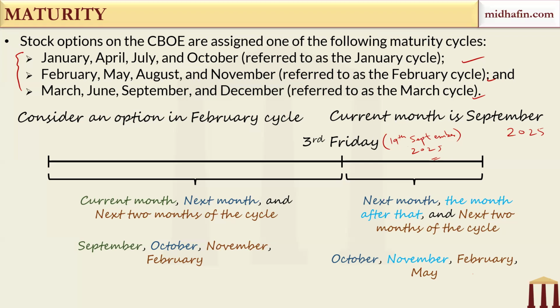Now, I think your question can be why third Friday? What kind of convention is this? Why not we had the last date of the month to make things easier, right? And why not, why to create even cycles?